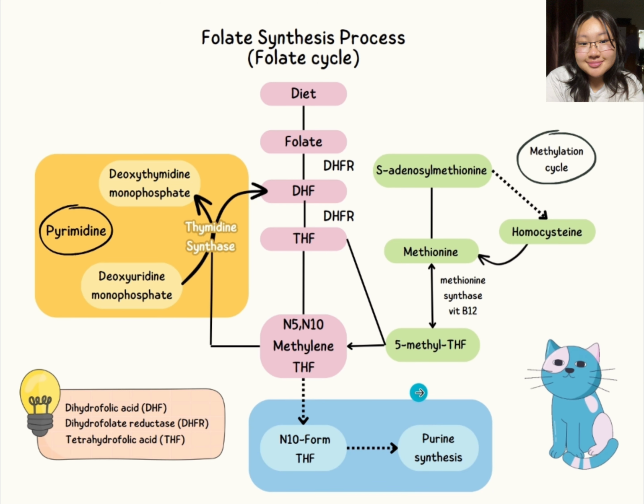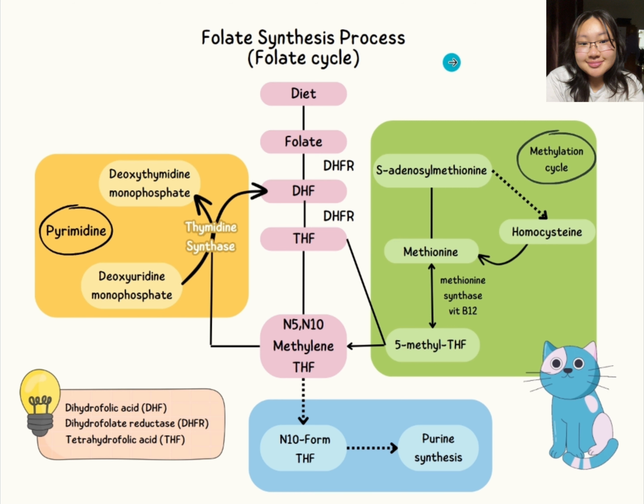The next process is the purine synthesis. Purine and pyrimidine have the same function, and that is to become essential in the formation of nucleic acid. The next process is the methylation cycle. This cycle is a biochemical process that converts nutrients that we consume.